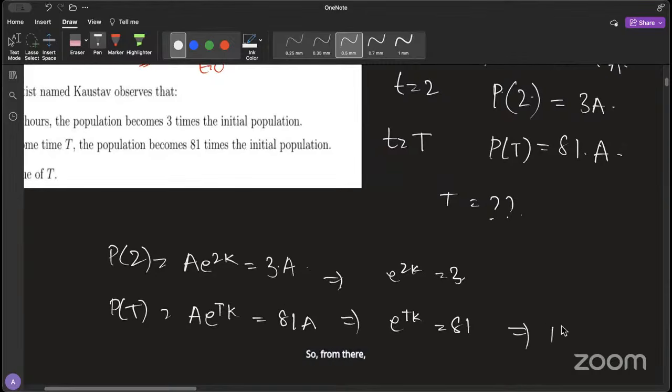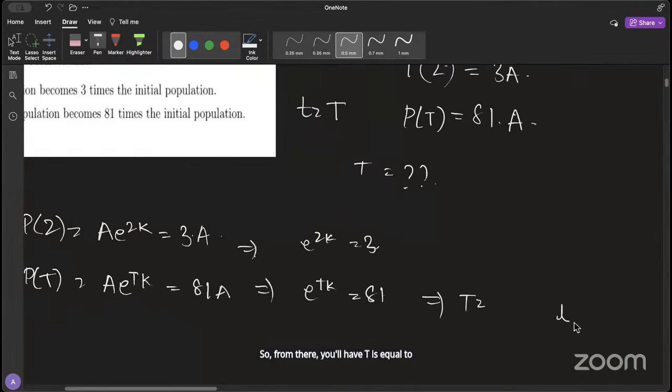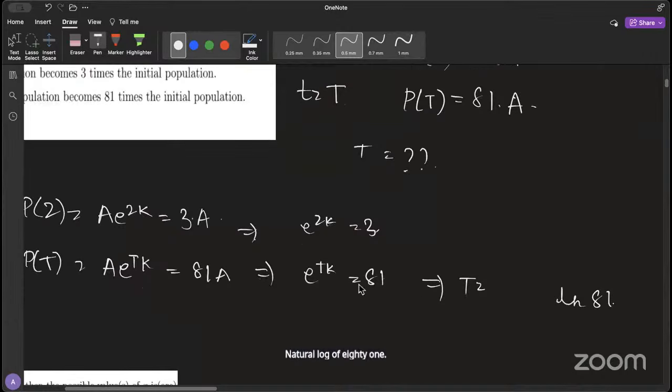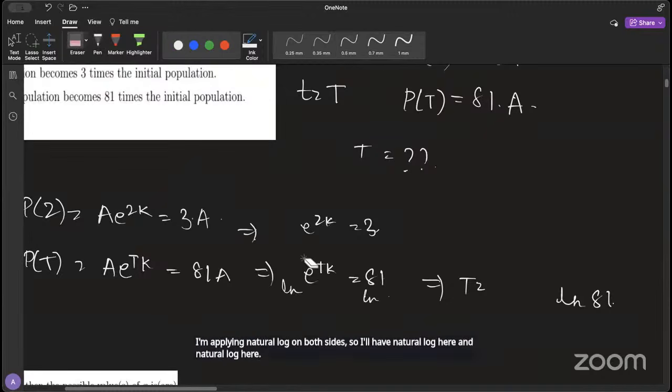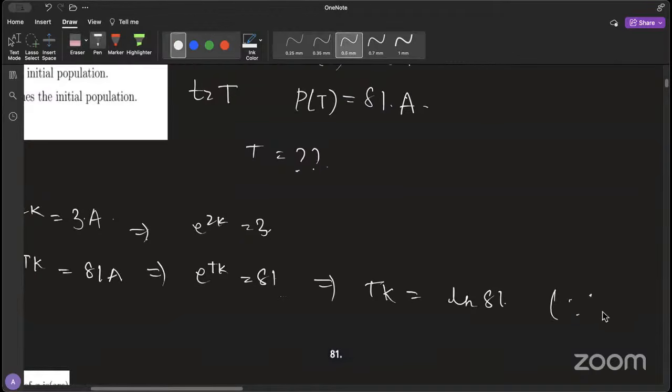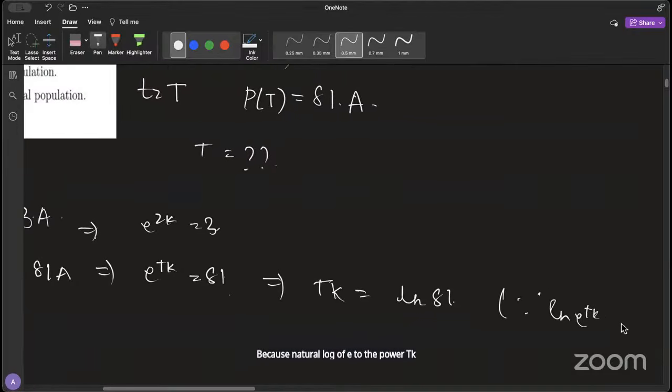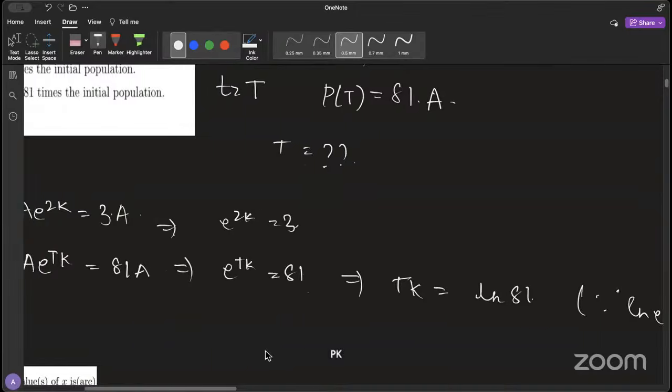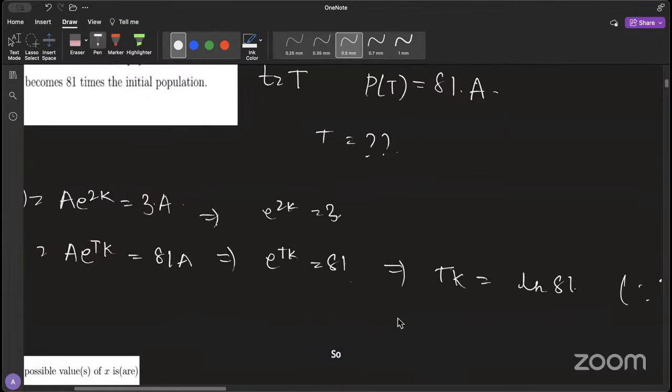So from here you'll have t is equal to natural log of 81. I'm applying natural log on both sides. So I'll have natural log here and natural log here. So this will give me just tk. On the left hand side, I'll have tk, and on the right hand side, I'll have natural log of 81, because natural log of e to the power tk is just tk, right? So this would mean that my t is equal to natural log of 81 by k.